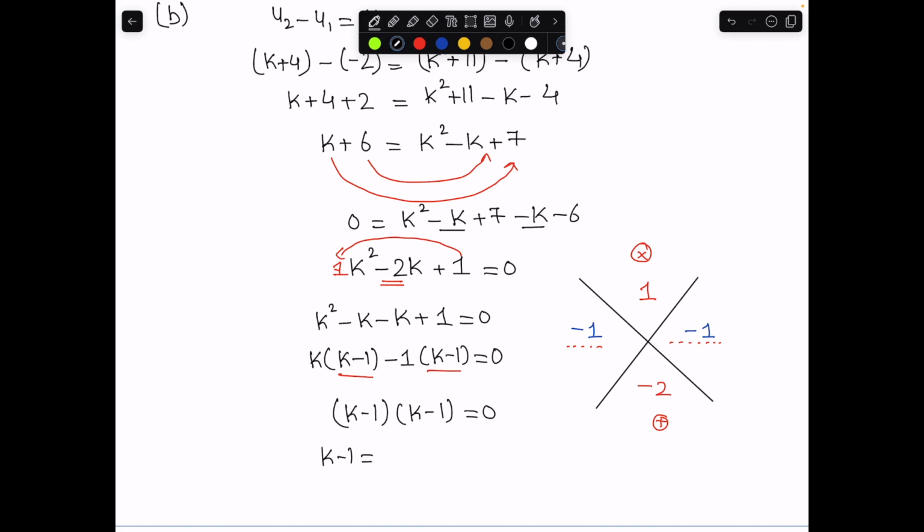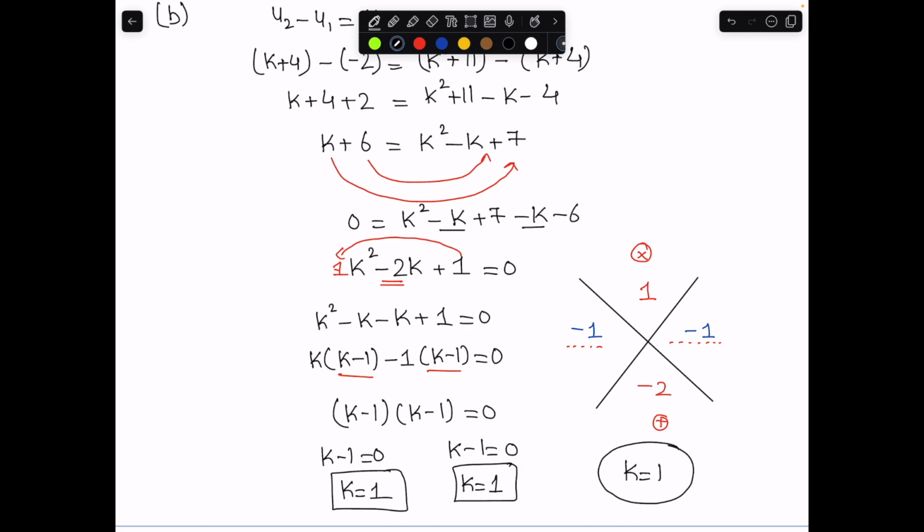So I can say k minus 1 equals 0. From here also I get 1, from here also I get 1. So which means my k is basically equal to 1. Now this is a quadratic equation which has one real root. We'll discuss these things when we study quadratics.